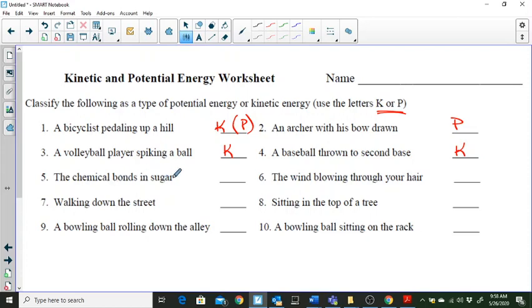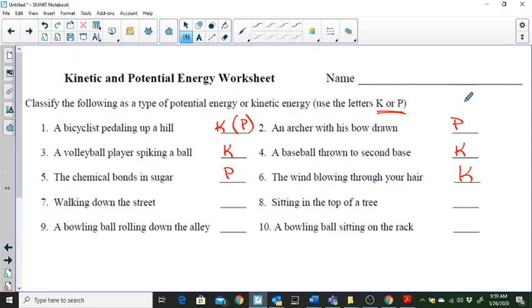Chemical bonds in sugar. Well, the sugar is just sitting there on the table. That's potential energy. We can eat that sugar, it goes into our bodies, our cells do respiration, producing the ATP and so on, that our body can then change into motion, but that is potential energy. The wind blowing through your hair. It's blowing, it's moving, that's kinetic.